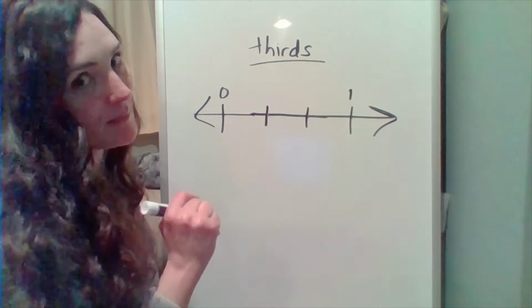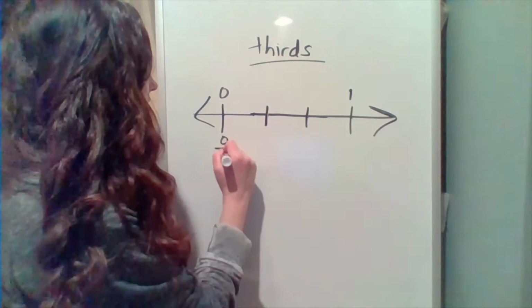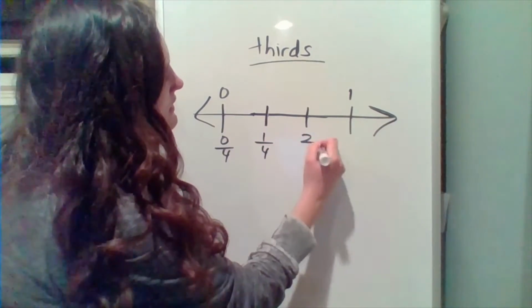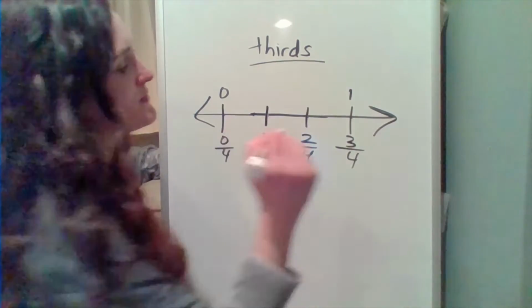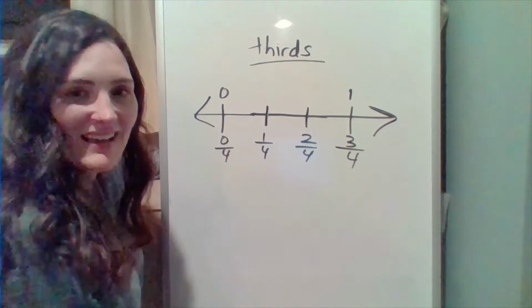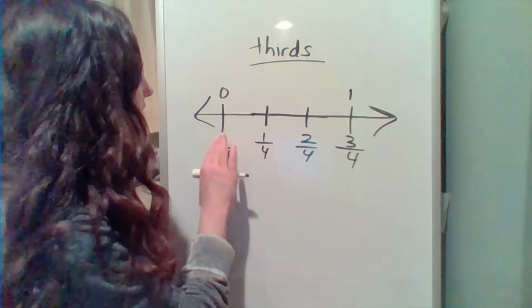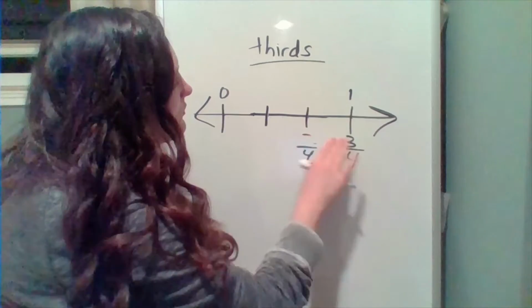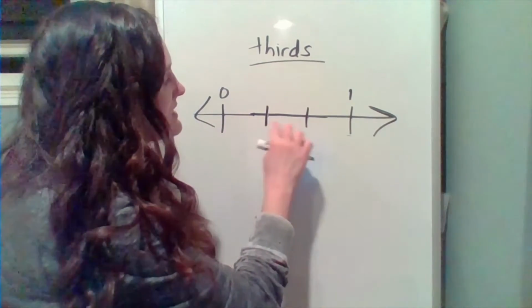Now let's pretend I made a mistake and I said, oh, I see 4 lines. This must be fourths. 0 fourths, 1 fourth, 2 fourths, 3 fourths. And I double check and I say, 1 whole is the same as 3 fourths. No, it's not. These numbers have to be the same on the top and the bottom. So I know immediately I did something wrong. Oh, what I did was I counted the tick marks, not the space between.